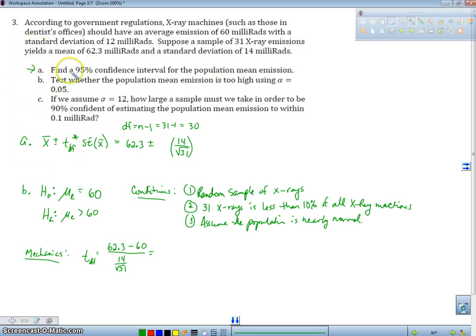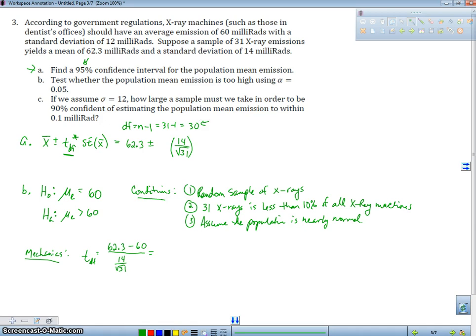So in a t-distribution, we're going to use x bar plus or minus t star standard error. Now the standard error is the same as the last one, but the degrees of freedom is n minus 1, which is 31 minus 1, which is 30. So we need to find the t star for 95% confidence with 30 degrees of freedom.